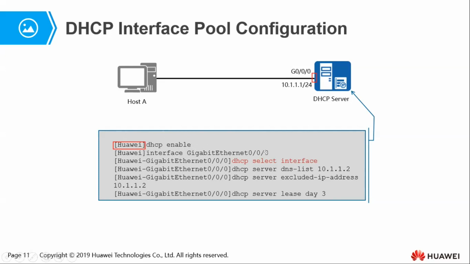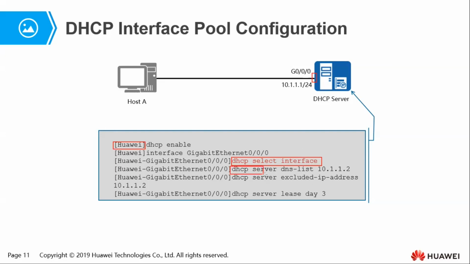Then we get into the interface G0/0/1. Then we use the command dhcp select interface. If we wanted to use dhcp select global, that is the command that can be used to configure a global address pool. But here we are selecting interface.